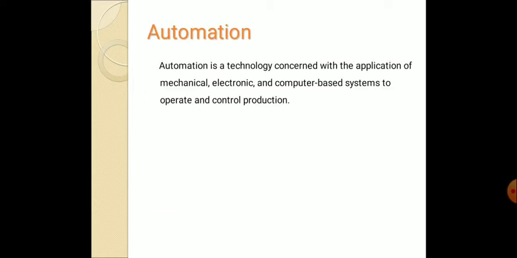Now next, the automation. So what is automation? Automation is technology which is concerned with application of mechanical, electrical, electronics, computer based systems to operate and control the productions.